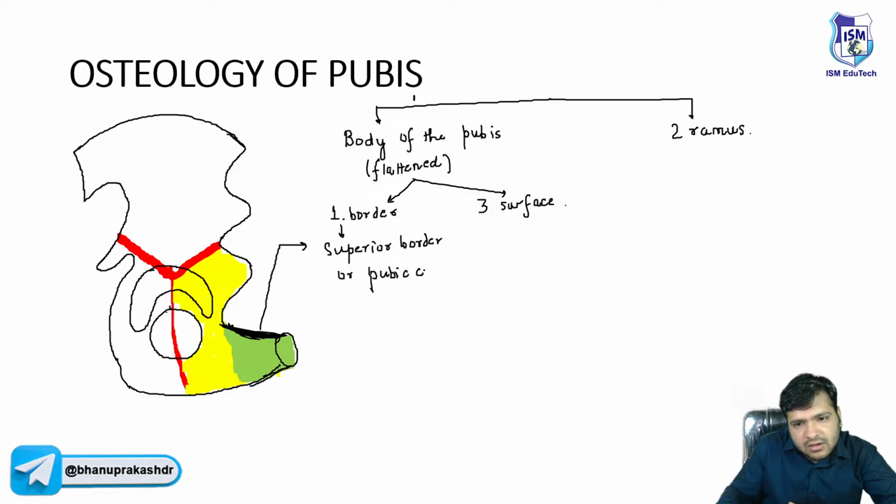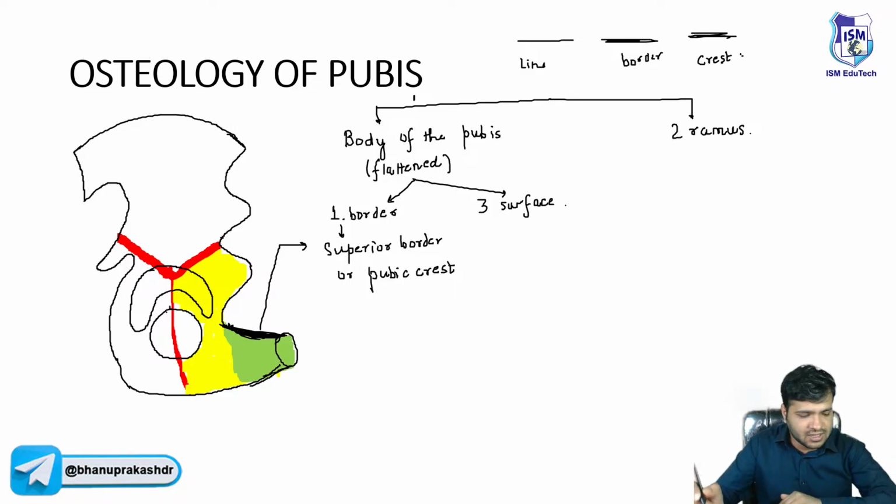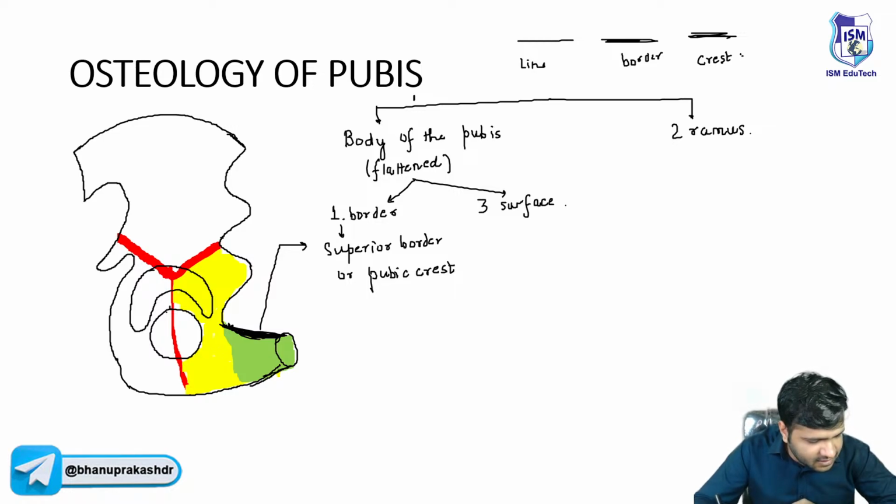The pubic crest. Now crest का मतलब क्या होता है बेटा, एक सिंपल लाइन होती है, इसी लाइन को अगर थिक कर दो तो बॉर्डर हो जाएगी, और इसी बॉर्डर को और ज्यादा थिक कर दो तो ये क्या हो जाता है, क्रेस्ट. So I can simply say that the superior border, it is thick and it is called the pubic crest. Okay, it is pubic crest.